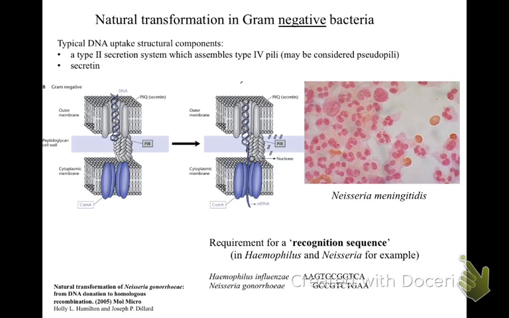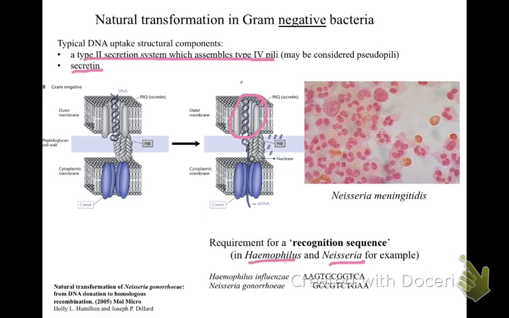Let's turn to looking at natural transformation in gram-negative bacteria. Remember, we're talking about organisms such as Haemophilus and Neisseria. E. coli and many of its relatives are not going to be competent to take up DNA. So typically we're looking at some of the components that we've already seen, plus, again, a type 2 secretion system, which is needed for the type 4 pili that we've already looked at, and secretin, which is the component in the outer membrane. And that's really the major difference that we're looking at here.